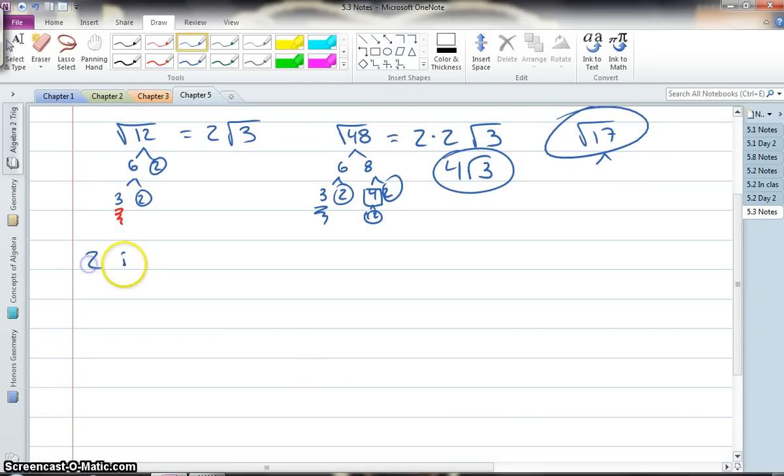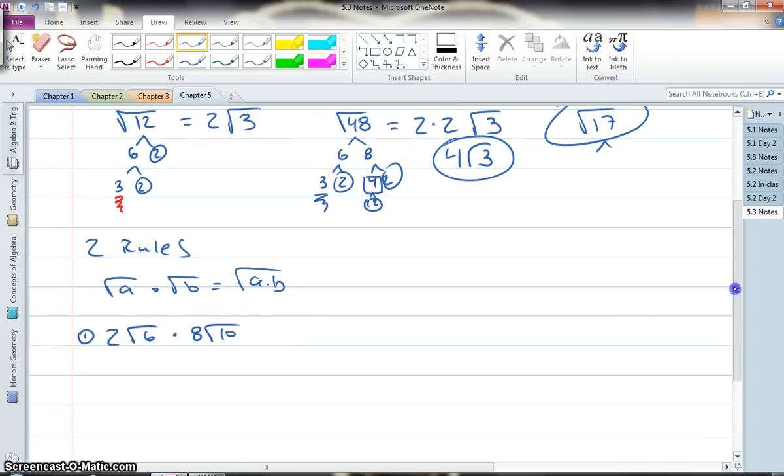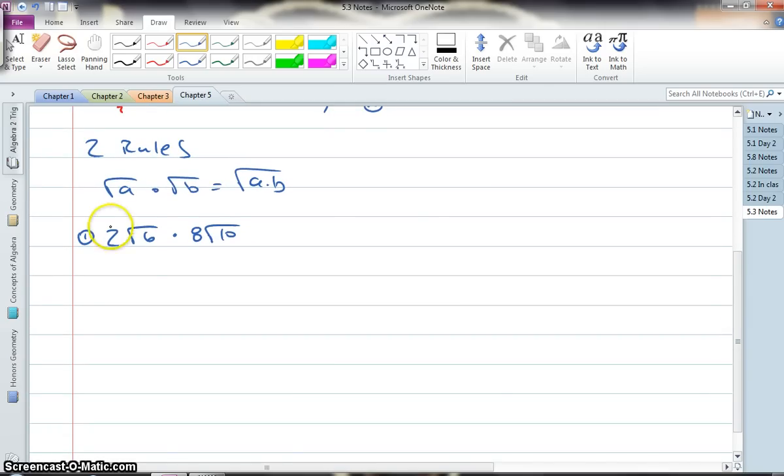Now, there's 2 rules to follow when dealing with radicals. Square root of a times the square root of b equals the root of a times b. The way I like to remember this is numbers with numbers, roots with roots. So 2 times 8, because those are the numbers on the outside, equals 16. Then you have to multiply the root with the root. So root 6 times root 10 is the square root of 60.